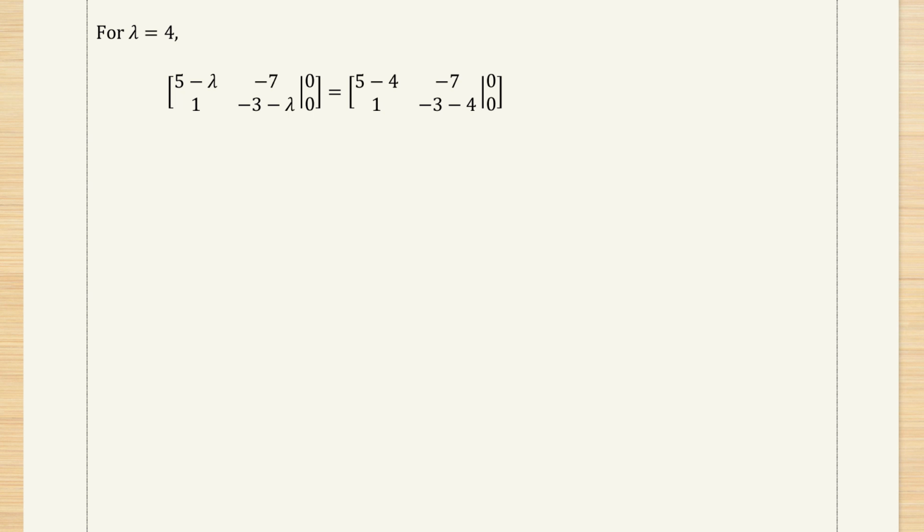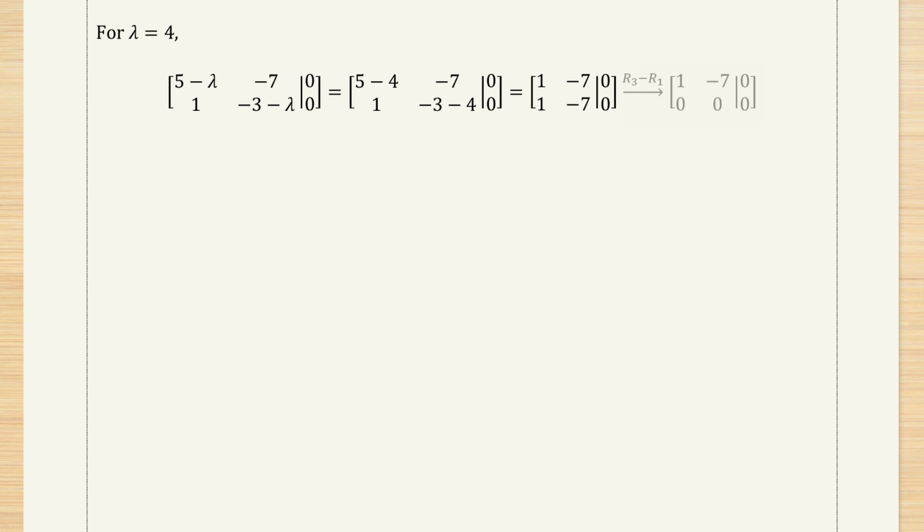Similarly, we go A minus lambda I. We're going to subtract lambda equals 4 from all the entries along the main diagonal of A: 5 minus 4 and -3 minus 4. Simplifying, on the coefficient side we have 1, -7, and also 1, -7. And the matrix is augmented to a column vector of zeros.